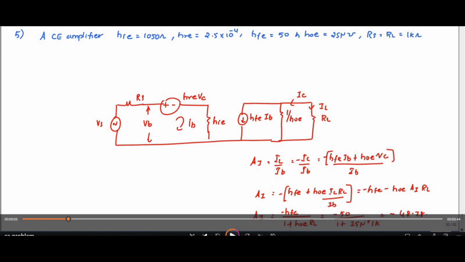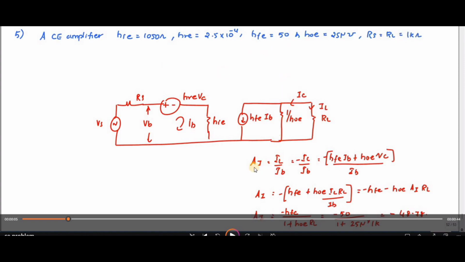So in this video, we are going to see a problem on a common emitter amplifier. The given problem is for a common emitter amplifier, hie is equal to 1050 ohm, hre is equal to 2.5 into 10 power minus 4, hfe is equal to 50 and hoe is equal to 25 micromho, or Siemens, and RS and RL, source resistance and load resistance, are equal to 1K.